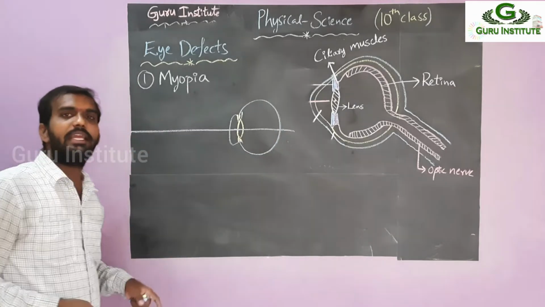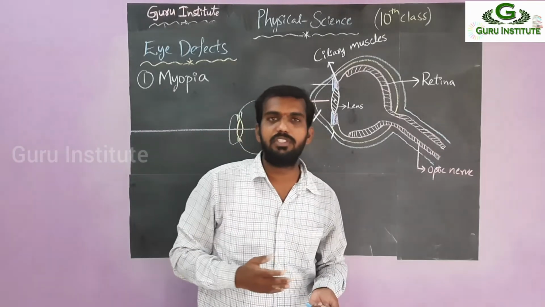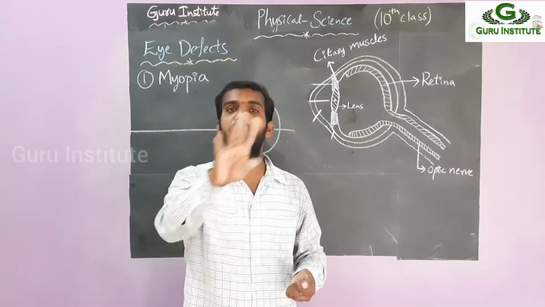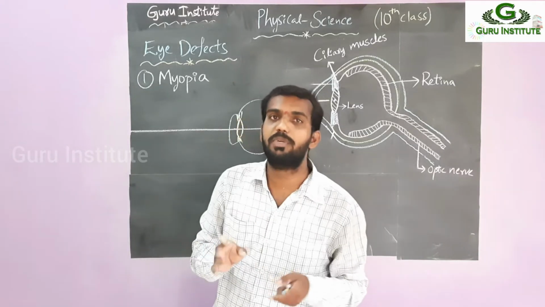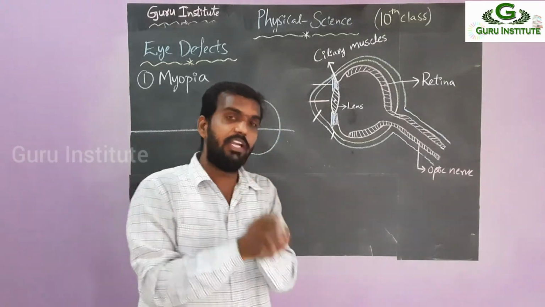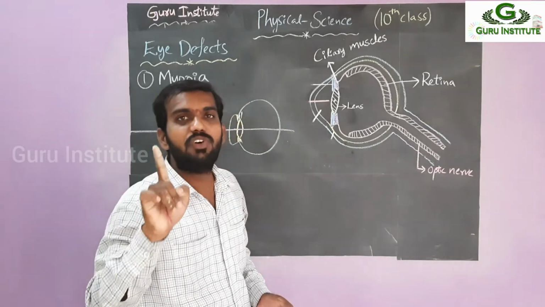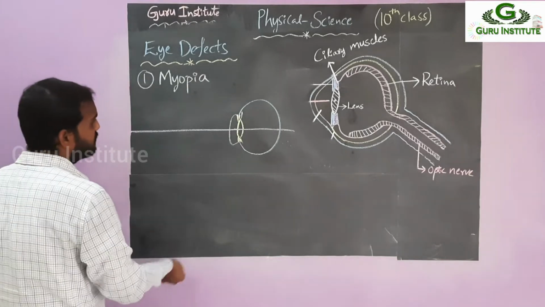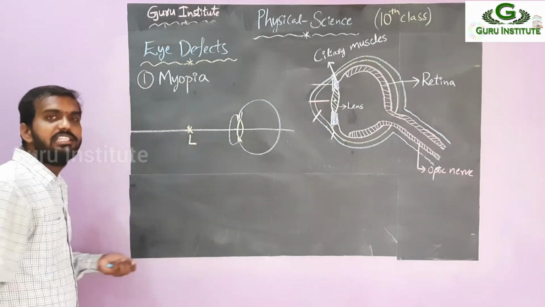Now you can take an object. We already know the minimum distance for distinct vision for every person. They can't see the image clearly before 25 cm. Even a healthy person with no defect can see only after 25 cm. That is called the least distance for distinct vision. We take that point as the L point. L means least distance for distinct vision.